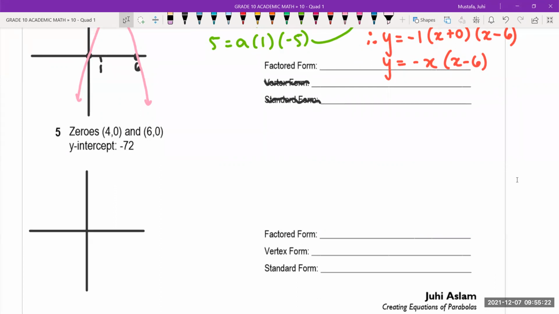So it's going to be x, and then y. Remember the y-intercept, if you want the coordinate, it's going to be 0, -72. Right? 0, which makes the calculation a lot easier.